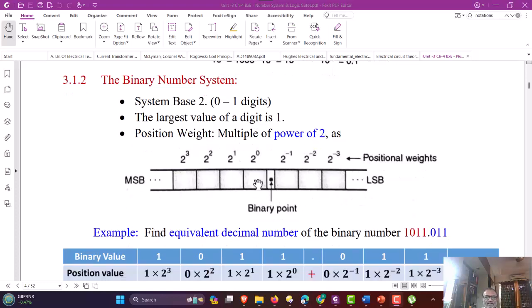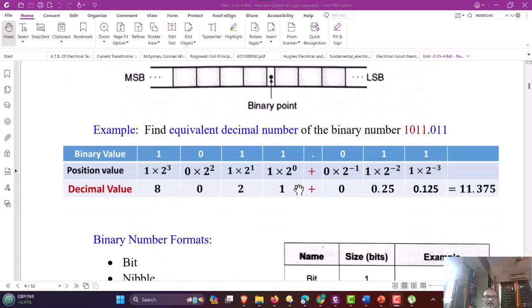Again, see the radix point. Here, the radix point is now the binary point. The zeroth position has the positional weight of 2 raised to 0. The first position has the positional weight of 2 raised to 1. The second position has the positional weight of 2 raised to 2, and so on. On the right side of the binary point, the first position has the weight of 2 raised to minus 1. The second position has weight 2 raised to minus 2, and so on.